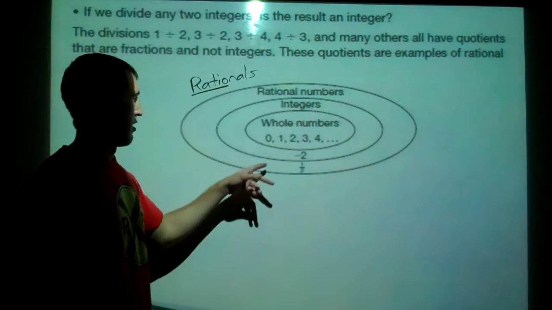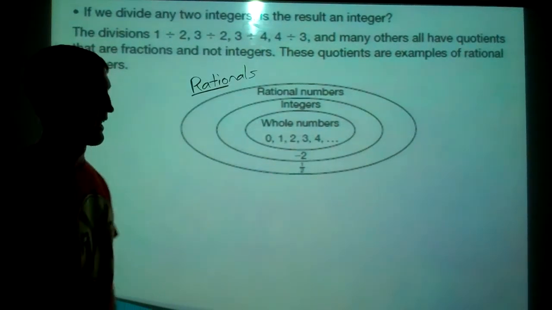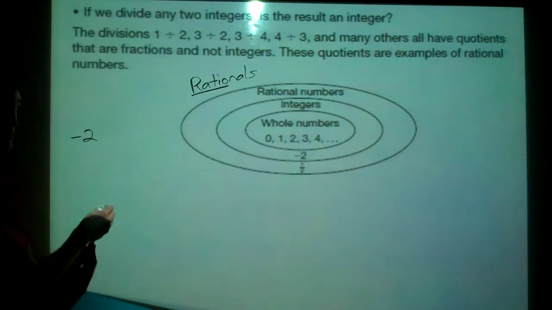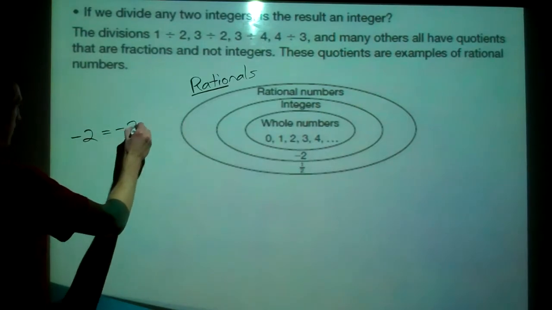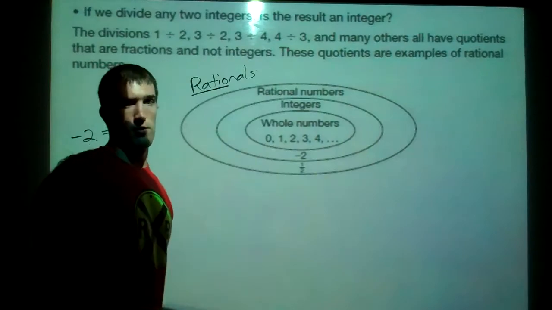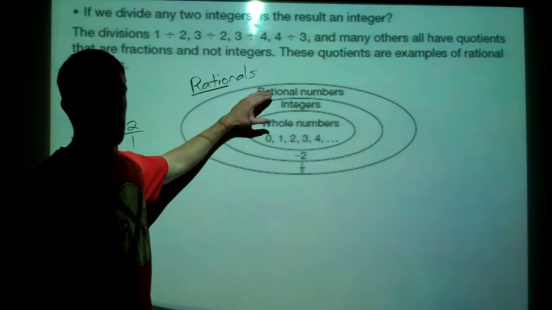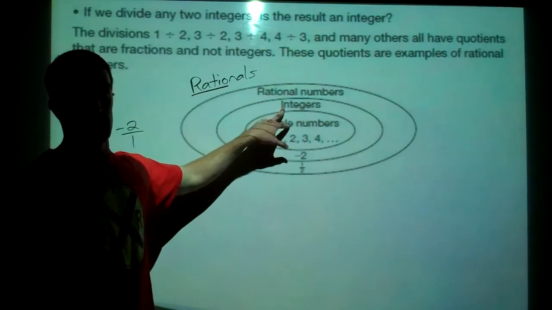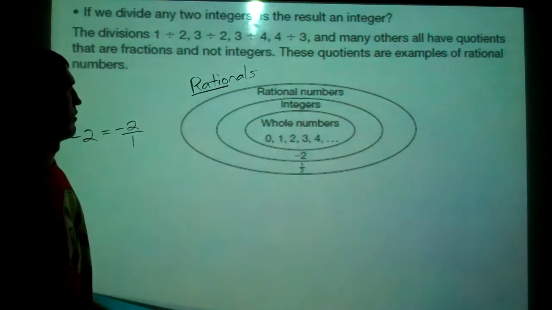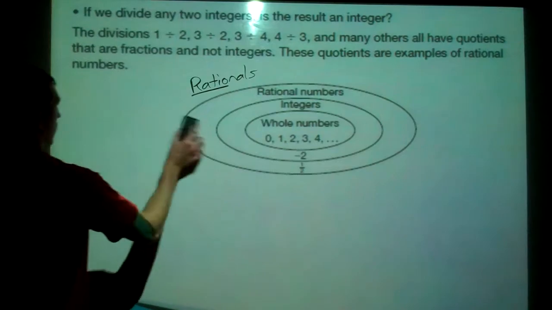Since we can write any whole number or integer as a fraction, I could take -2 here. I can write that as a fraction. -2 is the same thing as -2 over 1, and that's a fraction. I could take 4 over 1, that's a fraction. So that's why the rational numbers contain these two sets of numbers as well. And just remember that you can have a negative fraction as well, which I will show you right now, I believe.